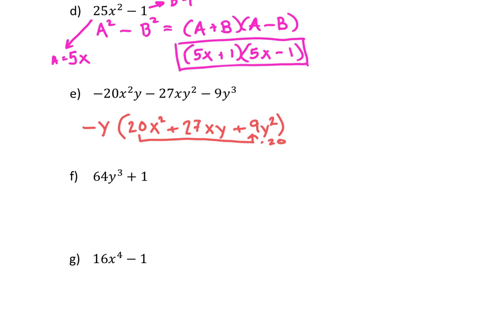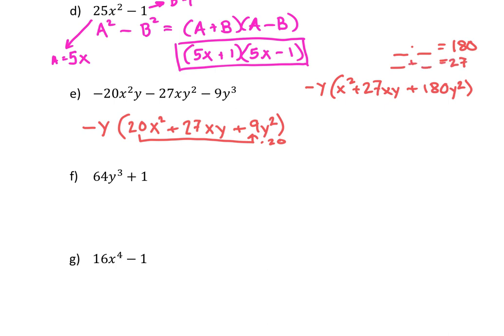So that gives me negative y times x squared plus 27xy plus 180y squared. Okay, so then what we need to do is go through and find the factors, the things that multiply to get to positive 180 and add to get to 27.